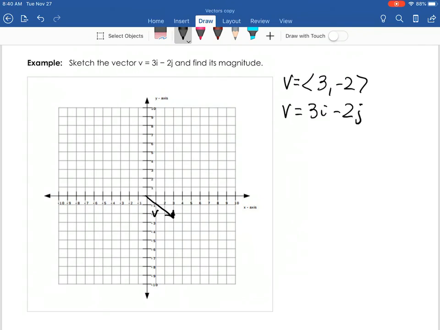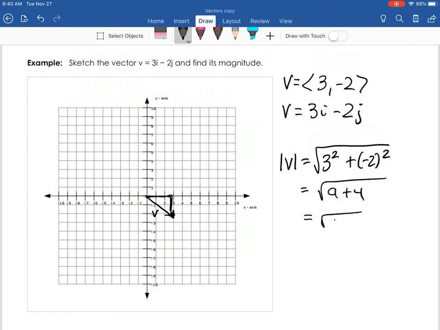And if I want to find the magnitude, we're just going to use the Pythagorean theorem. The magnitude or the length of vector v, we're going to take the horizontal component and the vertical component, make a triangle, and use the Pythagorean theorem. So we're going to take 3 squared plus (-2) squared. We're going to get 9 plus 4, and I'm going to get the square root of 13.